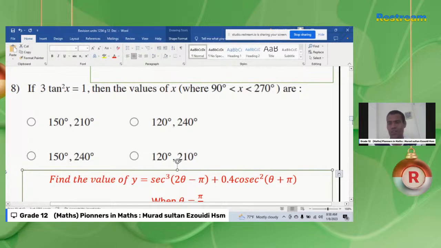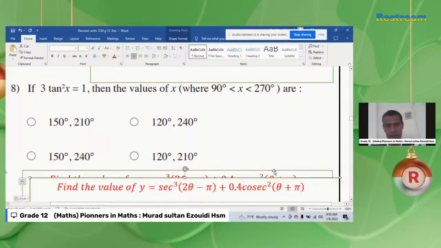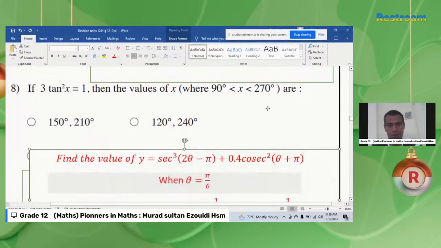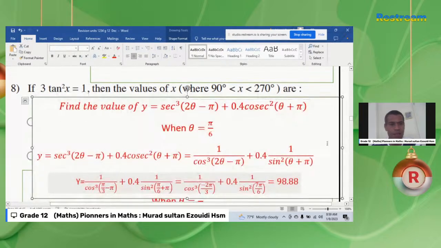So first of all, learners, you are going to write this as that. I will use this one. Now I will put like that. I will cancel all of this.